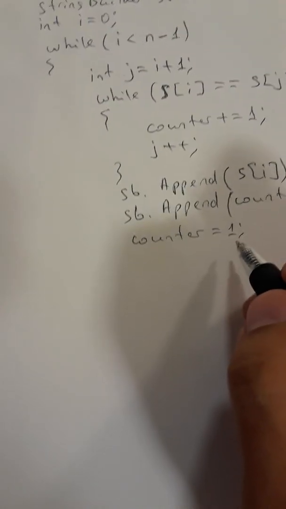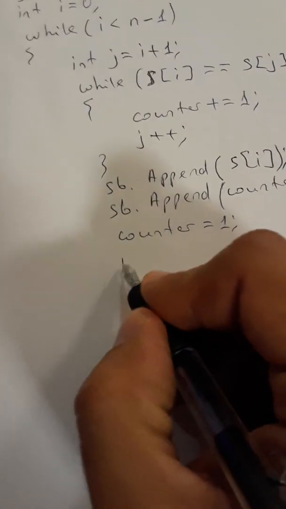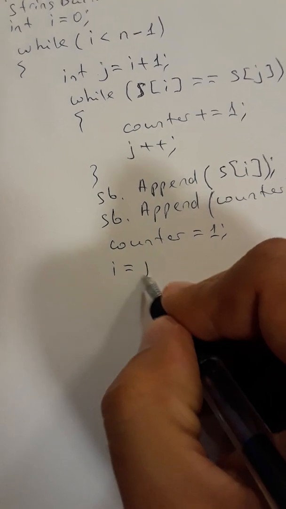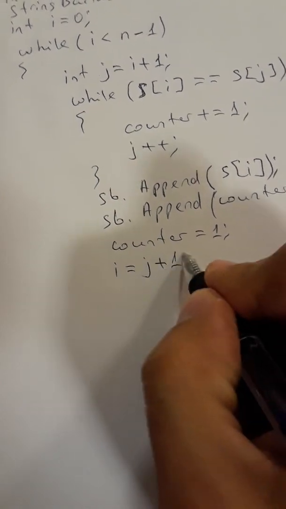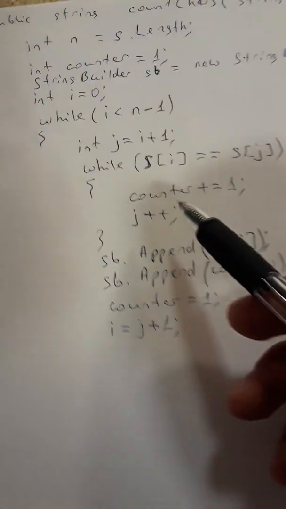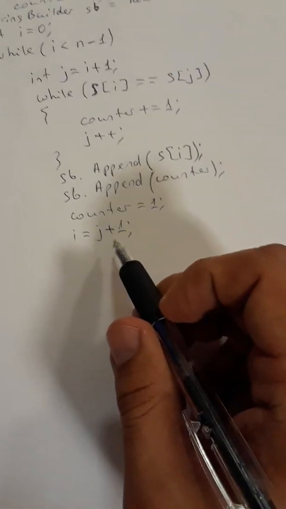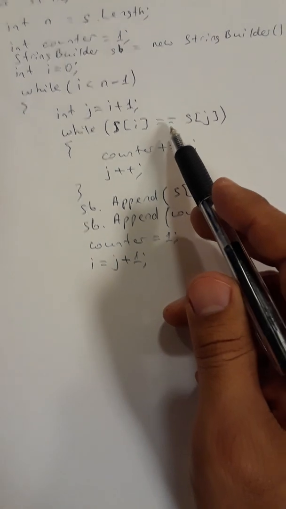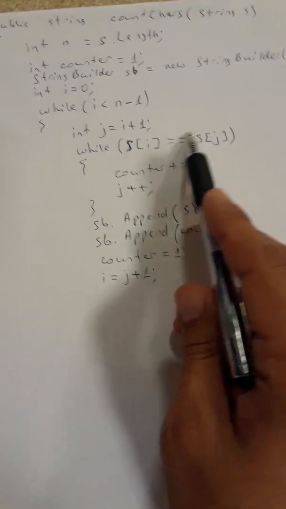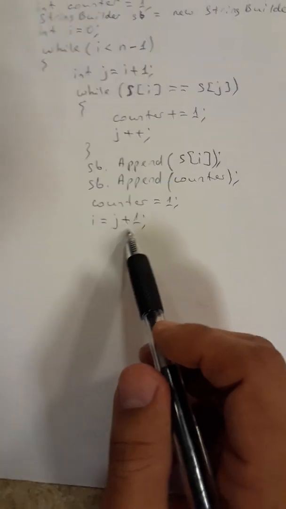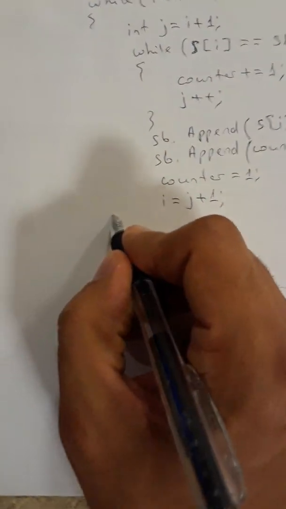So after that I will just reassign the counter value, and it will be equal to 1, and I will reassign my i to j plus 1 because I will need to skip characters that I already considered in this while loop, so I need to jump through it.